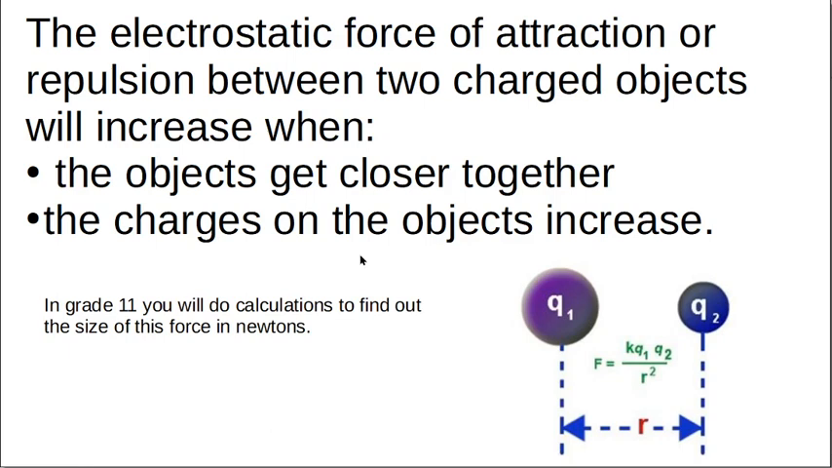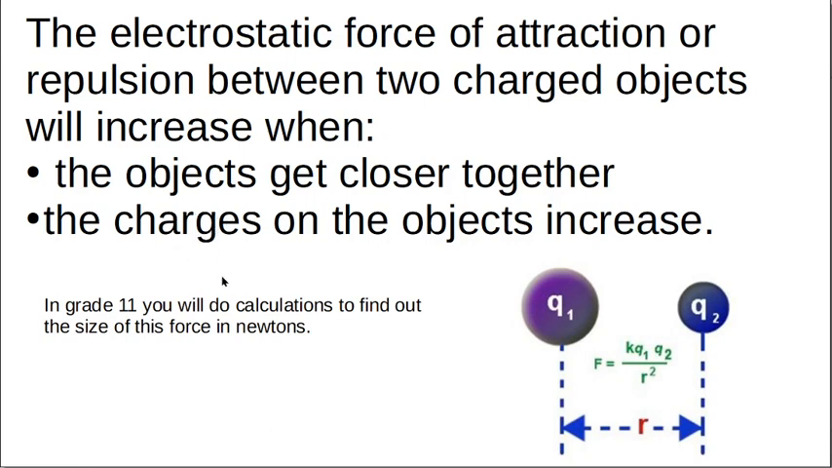But if you think about it, the sky's pretty far away. How did that lightning bolt get to Earth? The objects didn't get closer, but there were so many charges up in the clouds that all of a sudden the charges were attracted to the Earth. So this is what happens. The bigger the charge, boom, you get a lightning bolt.